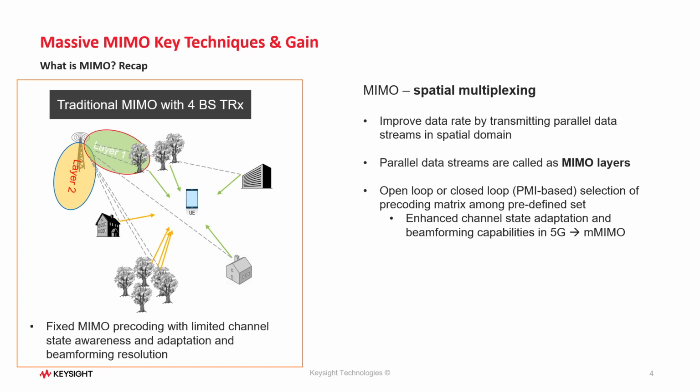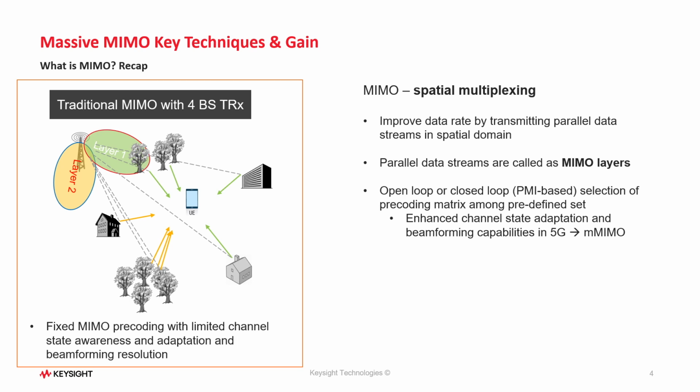Then spatial multiplexing is a method to increase the data rate by transmitting parallel data streams in spatial domain instead of repeating the same data. Thus, both of these methods and combination of these can be actually used to utilize the richness of multipath propagation channel to improve the link quality and throughput. The parallel data streams are called MIMO layers.